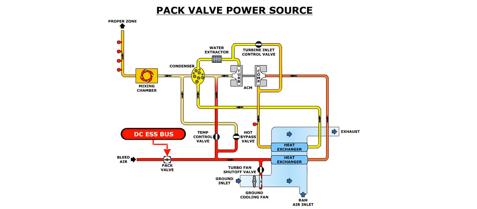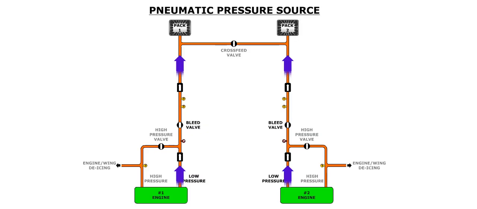Both pack valves require DC power from the DC essential bus in order to work. In the absence of electrical power, the pack valve will automatically close. In addition, the pack valve requires pneumatic air pressure in order to open. In the absence of air pressure, the pack valve will also close automatically. Pneumatic air is produced by each engine. This air is tapped from either the high-pressure HP stage or low-pressure LP stage of the engine, and flows through the bleed air valve. Therefore, the bleed air valve must be open in order for an air conditioning pack to function.